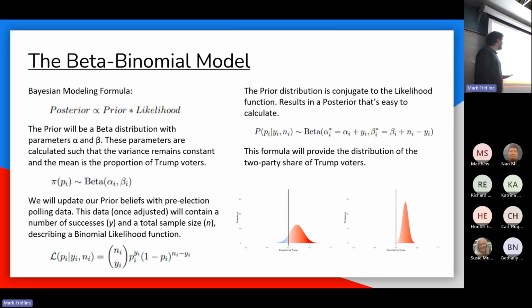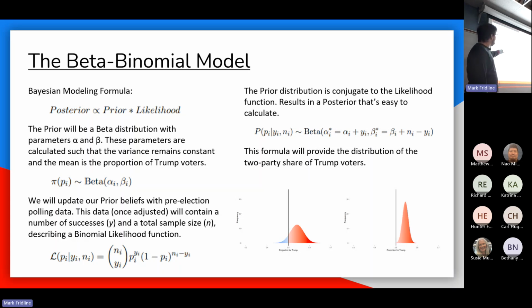So here is the model that I'm going to use for my prediction. Here we start with just the base Bayesian modeling formula, where we get a posterior distribution that's proportional to some prior distribution times likelihood information. So we're going to start with some sort of prior information and then use some sort of data as likelihood information to update that prior, giving us a posterior distribution.